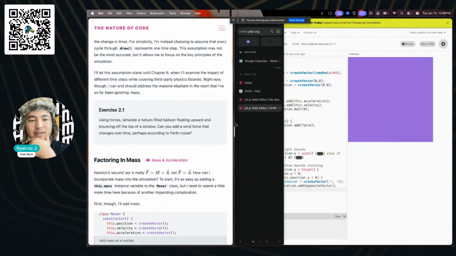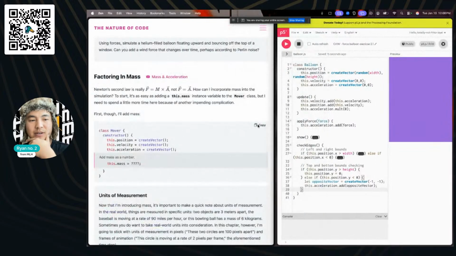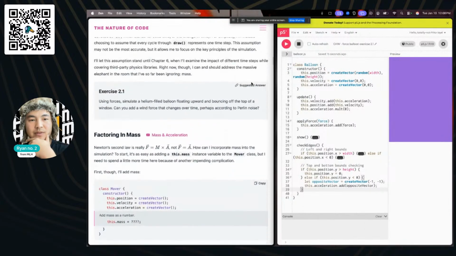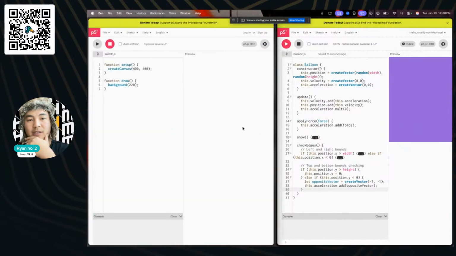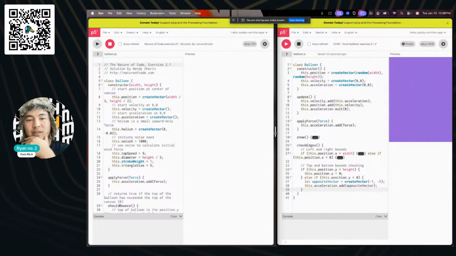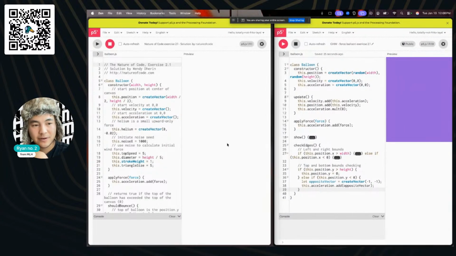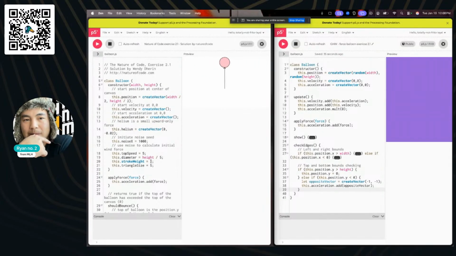The nice thing about this textbook is that there are proposed solutions or suggested answers. Let's see what it is that they did that we were unable to figure out. Let's go ahead and run this just to see what the example would look like. Okay, so we've got a lovely balloon, and it's moving to the left and to the right, and it's just stopped bouncing.